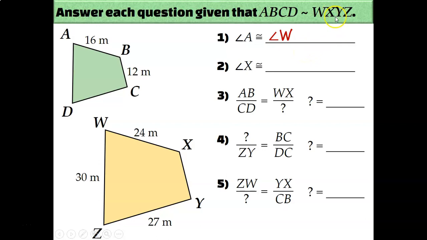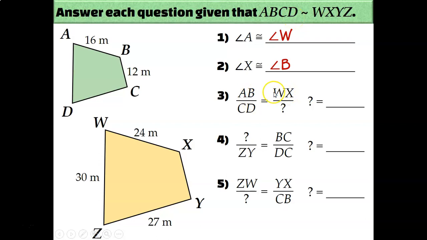Same idea with X. X is the second letter, B is the second letter, so they correspond. It's a lot more reliable, and in my opinion a lot easier, to figure out that kind of information from your similarity statement instead of from your diagram. Especially because not all diagrams are necessarily drawn to scale, it can be very unreliable to look at the diagram and try to determine which angles are congruent to which just by eyeballing it. Instead, get your information from the similarity statement.